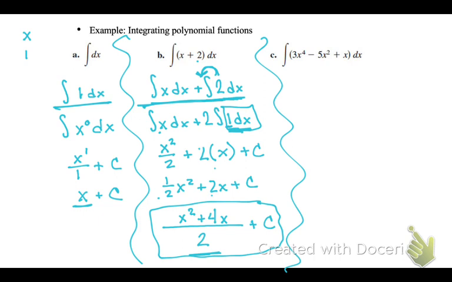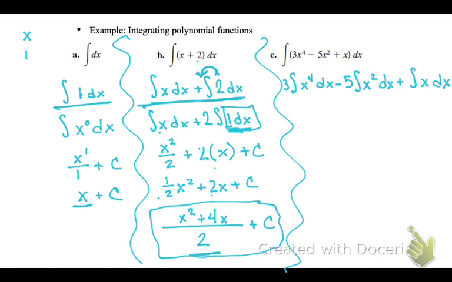Okay? So I have the integral of 3, the integral of x to the 4th. Where'd the 3 come from? The 3x. Okay? dx. Minus 5, the integral of x squared. Where'd the 5 come from? The 5x squared. Plus, I keep forgetting the dx. Don't forget the dx. Plus the integral of x dx.